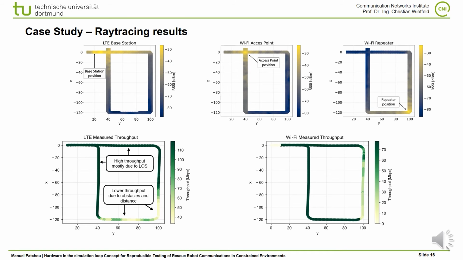A similar pattern is observed for the Wi-Fi throughput, which is however much more affected by obstacles due to the higher frequency range it operates in. The deployment of the repeater brings some relief in the lower right corner and raises the throughput back to line of sight levels.